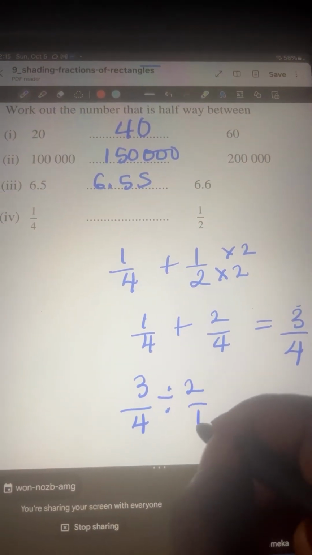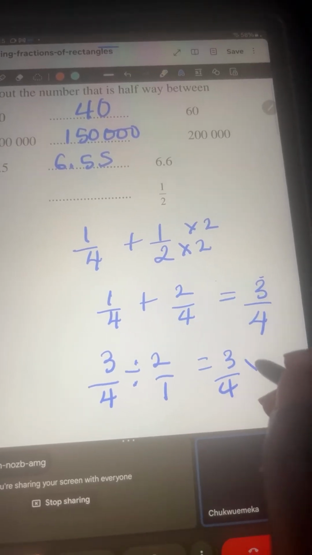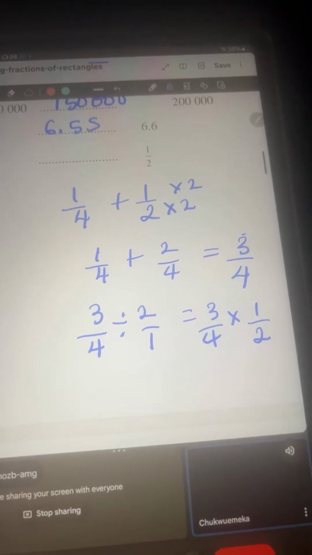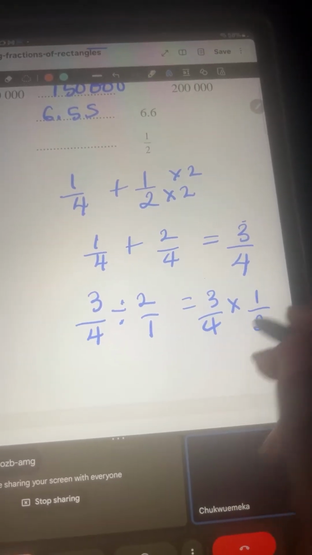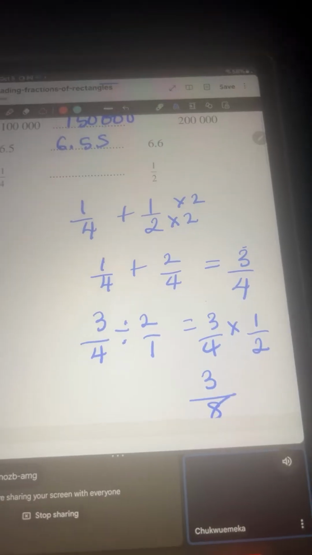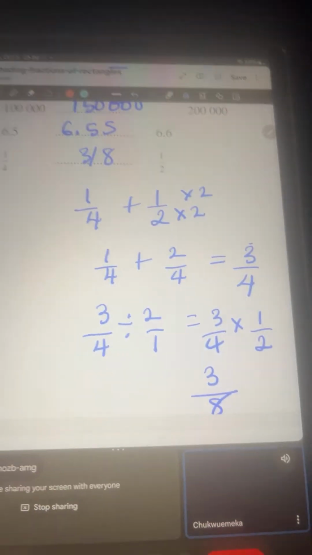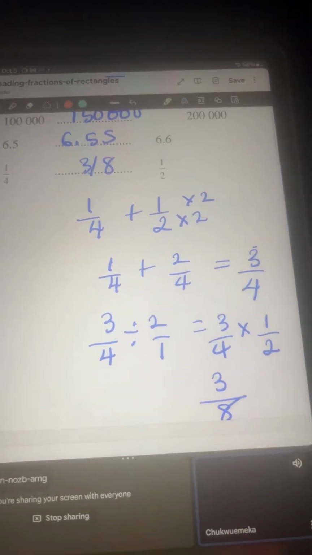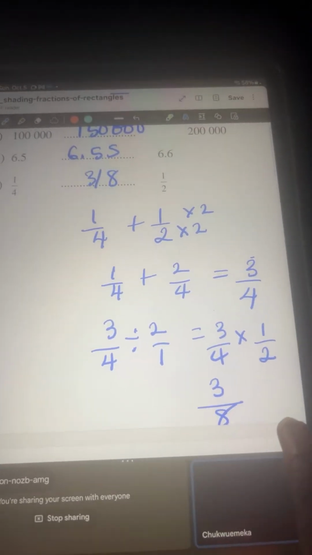2 is like 2 over 1. So this means 3 over 4. Anytime you are dividing, you change it to multiplication and turn the second fraction upside down. Am I right? Yes. So that we'll have 3 over 4 times 1 over 2. 3 times 1 is 3. 2 times 4 is what? 8, right? Yes. So the number between them should be 3 all over what? 8. So 3 over 8 is the number between 1 over 4 and 1 over 2. Does that make sense? Yes.